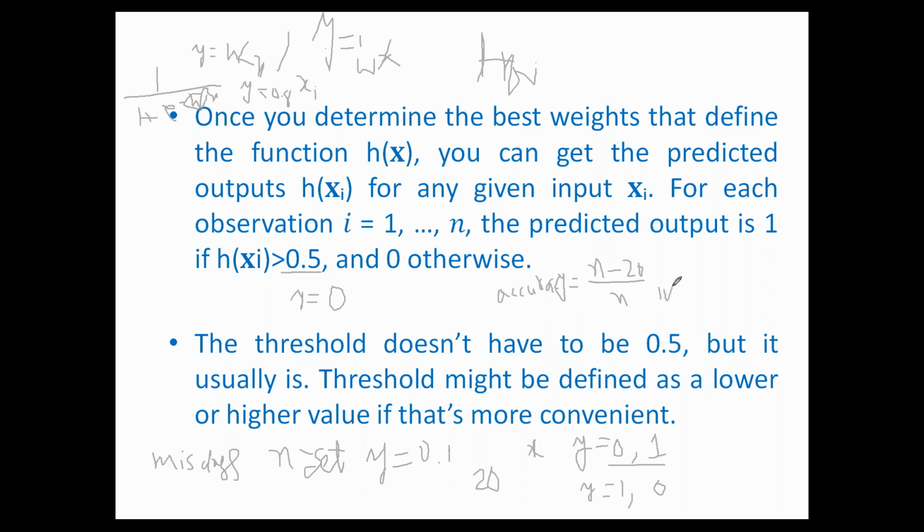Suppose n is 100, so you have 100 samples. Out of that you got 20 wrong classifications. So 100 minus 20 by 100, that is 80 by 100. If you convert it into percentage, it will be 80%. That is how you calculate the accuracy. If all the classes are correctly classified, you will get 100% accuracy. 100% accuracy means where you are expecting 0, you are getting 0, and where you are expecting 1, you are getting 1.